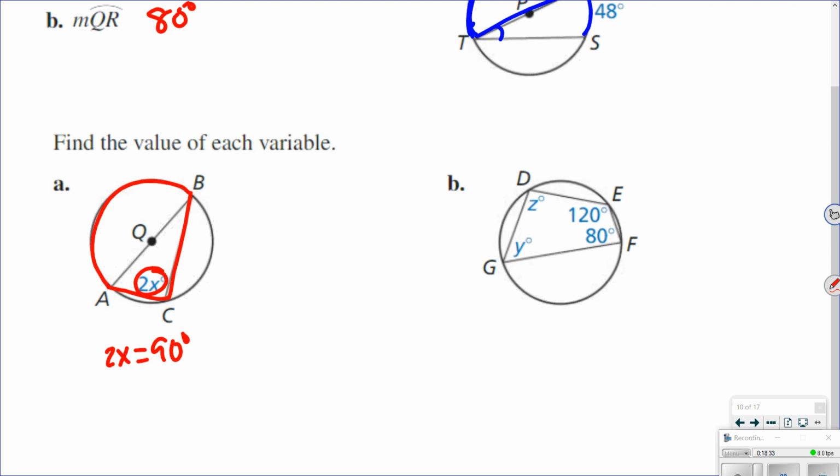On this one, you've got a quadrilateral inscribed inside of a circle. That means the opposite angles, that one and that one, have to add up to be 180. So z plus 80 equals 180. And that one plus that one have to add up to be 180. So y plus 120 has to add up to be 180. Okay, when you find that.